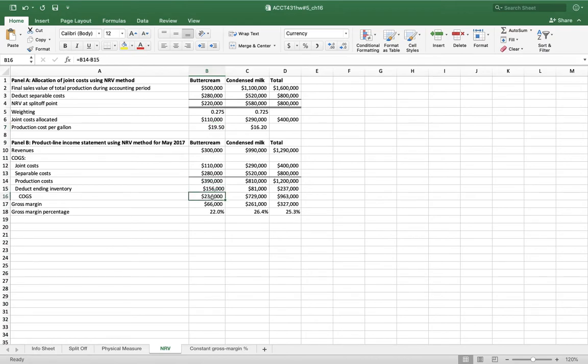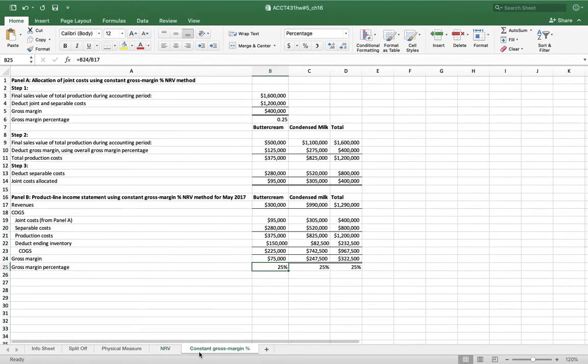Cost of goods sold is production cost minus the deducting ending inventory. Gross margin is the same as the previous ones, revenues minus cost of goods sold, and so is the gross margin percentage, found the same way, gross margin divided by revenues. And like I said earlier, panel B is computed pretty similarly throughout all the examples. The last one is the constant gross margin percentage NRV method, which is a little more detailed than the others. There are 3 steps in the first panel, and then panel B again is similar.